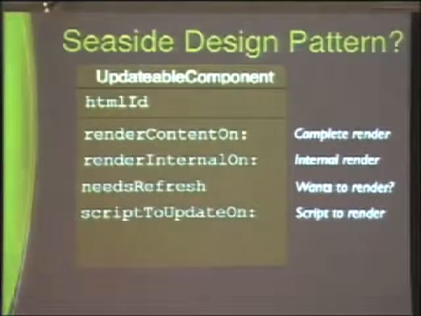So whenever I come back to it, maybe one day I will see crystal clear that you can just abstract this in a superclass and just use it. So every updatable component will carry its HTML ID so we can refresh it client-side. And we have a render content method, of course, which does the complete render. And we always separated this into a render content internal. The render content just generates your entire component, and the internal parts are in the render content internal. The script to update is basically the jQuery script to refresh your inside.